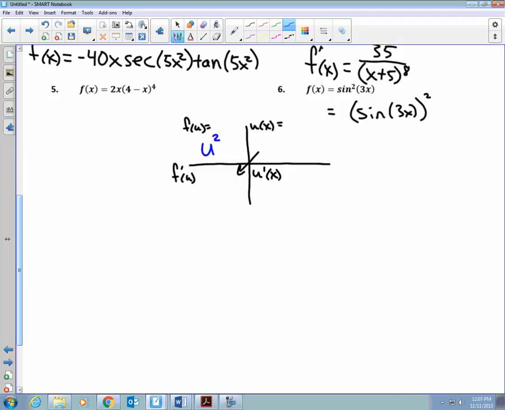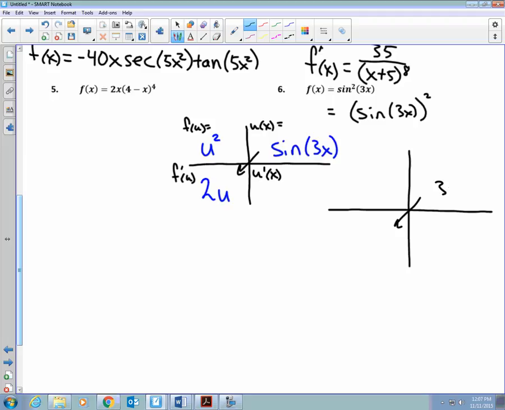What is it that we are squaring? Sine of 3x. What is the derivative of u squared? In order to find the derivative of sine of 3x, what do we have to do? The chain rule. Sine of 3x. What is the inside? What is the outside?